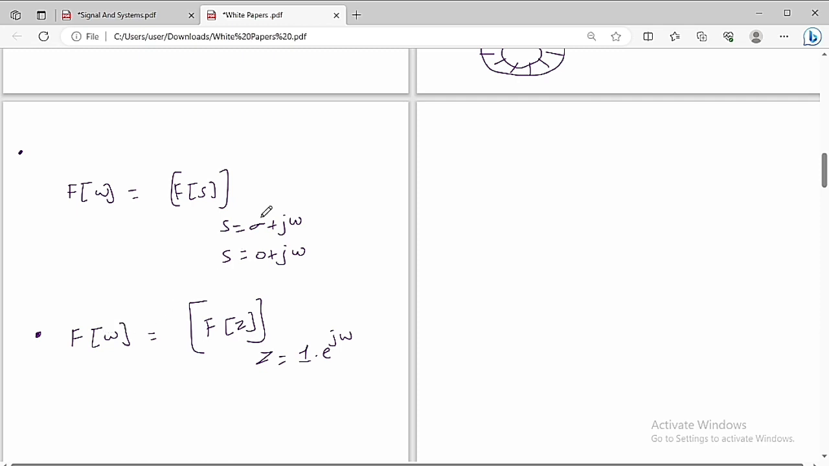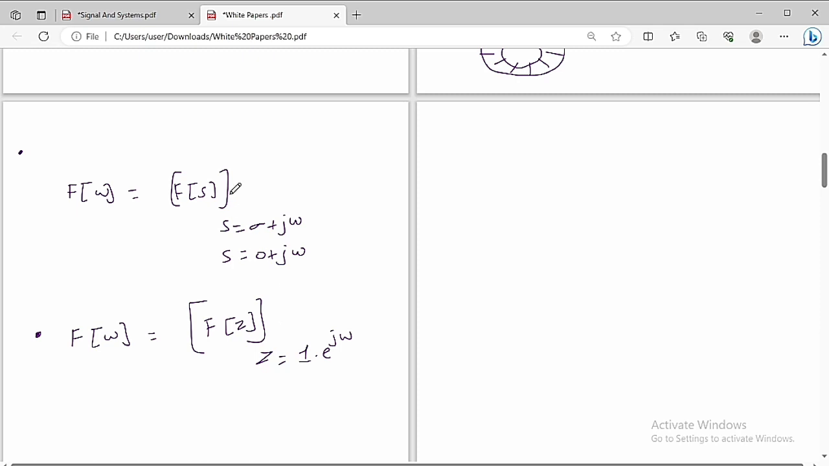So finally, I can say if the ROC in the case of Laplace transform is going to include the j omega axis, then the continuous time Fourier transform for the signal is going to exist. Similarly, if the ROC in the case of Z transform is going to include the unit circle, then the discrete time Fourier transform for the signal is also going to exist. So this point always you have to keep in your mind.